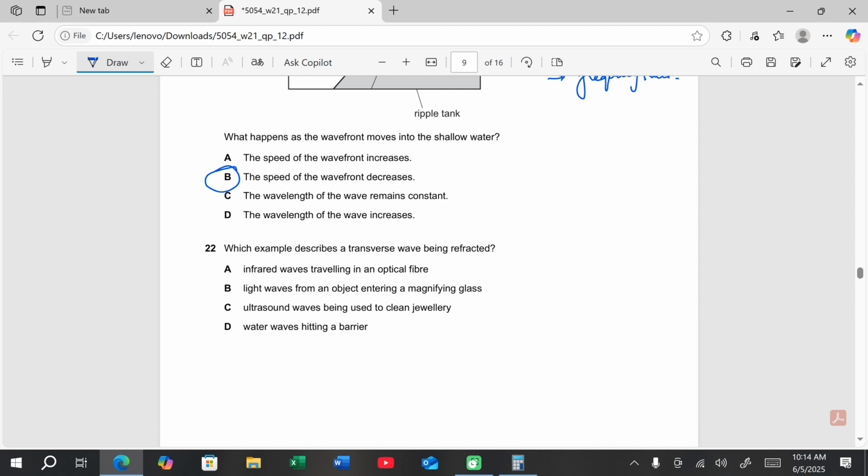Which example describes the transverse wave being refracted? Infrared waves traveling in an optical fiber, that is total internal reflection. Light waves from an object entering into a magnifying glass, yes. Ultrasound waves being used, this is not transverse. Water waves hitting the barrier, that is diffraction. So it is B.